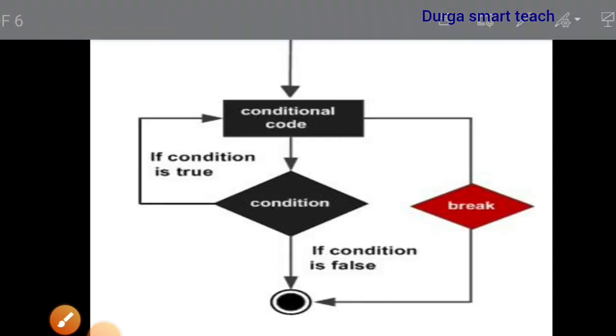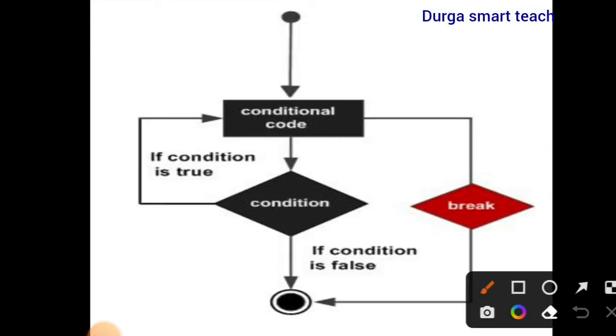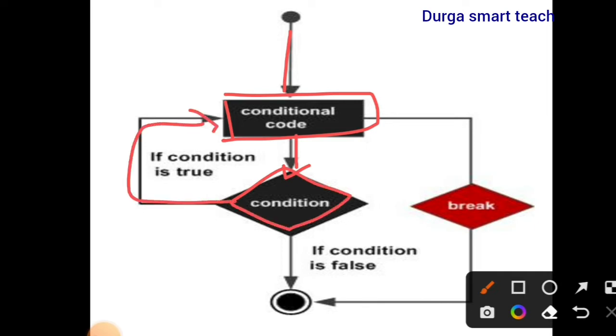Let's see the flow chart. Here, these are the statements. First the statements are executed. Next the condition is checked. If the condition is true, again the statements are executed. If the condition is false, it exits from the loop. Whenever you use a break statement, the remaining statements are not executed and it will skip out of the loop. So that is the break statement.